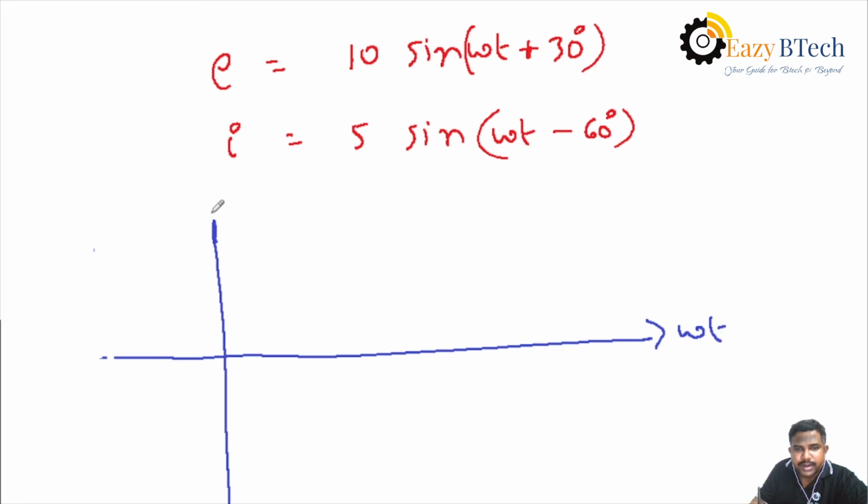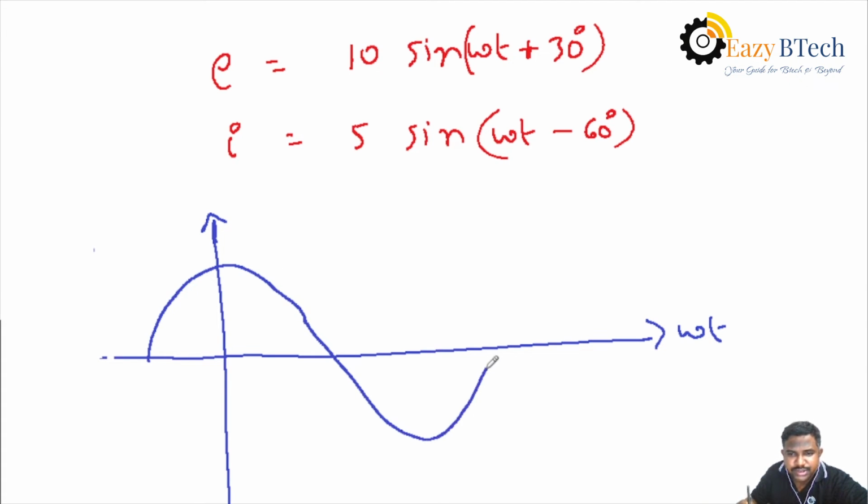The x-axis is omega t. Then first write down the voltage equation. The maximum value is 10. What is the phase angle of the voltage in this example? It is plus 30 degrees. Plus 30 means the waveform will be starting before the origin, and the instantaneous value is also positive at the origin. That means this distance is 30 degrees. That is the voltage waveform.